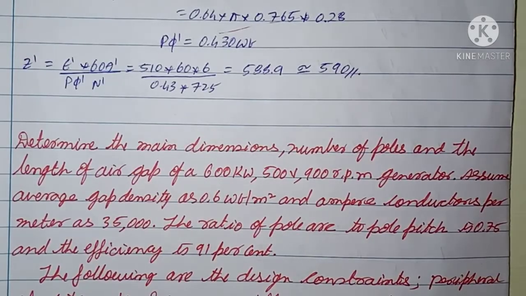The next numerical: determine the main dimensions, number of poles and the length of air gap of a 600 kilowatt, 500 volt, 900 rpm generator. Assume average gap density 0.6 Weber per meter square, and ampere conductors per meter as 35,000. The ratio of pole arc to pole pitch is 0.75 and the efficiency is 91%.